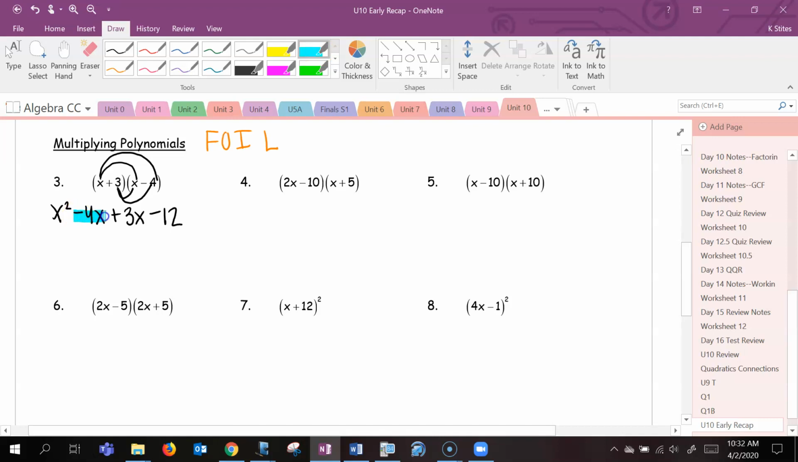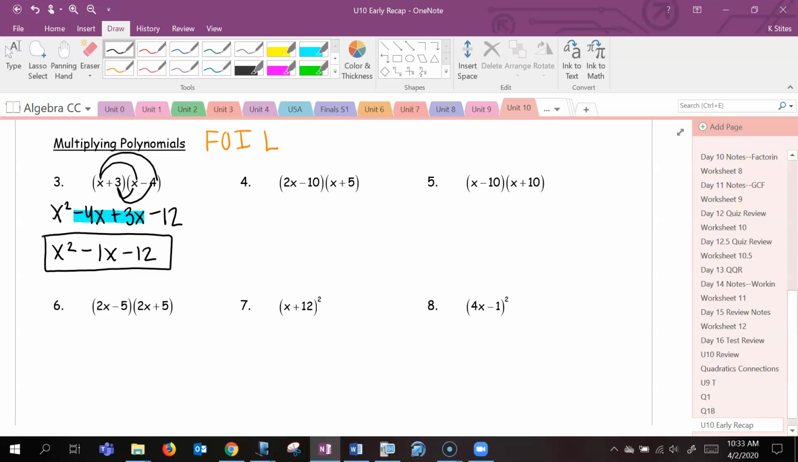And now we are combining your like terms, and this is an adding step. Negative 4 plus 3 is negative 1. All right, and that's how we FOIL. All right, so now you give this one a try, okay? I want you to pause the video and I want you to write it out, see if you can do this one. Okay, seriously, pause the video, give it a try, and then when you have an answer, come on back.